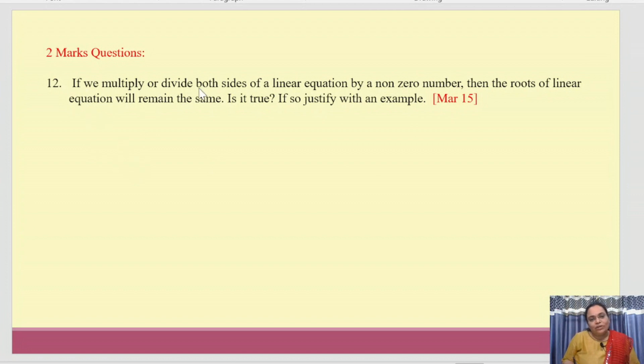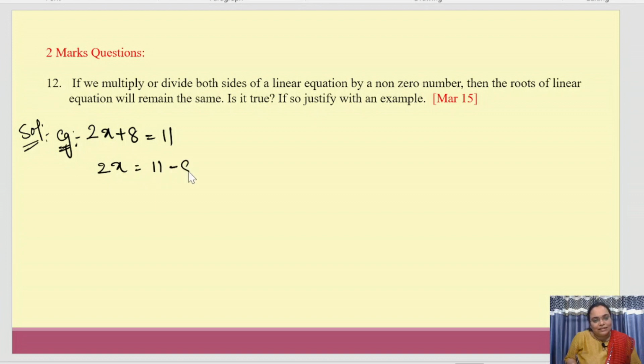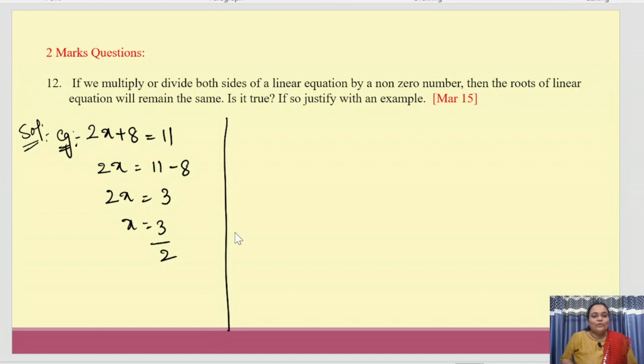If we multiply or divide both sides of a linear equation by a non-zero number, then the roots of a linear equation will remain the same. Is it true? We need to justify with an example. So let us solve this question. Let us take a linear equation as 2x plus 8 is equals to 11. From here, if you simplify this, you will get 2x is equals to 11 minus 8. You will get 2x is equals to 3. X is equals to 3 by 2.